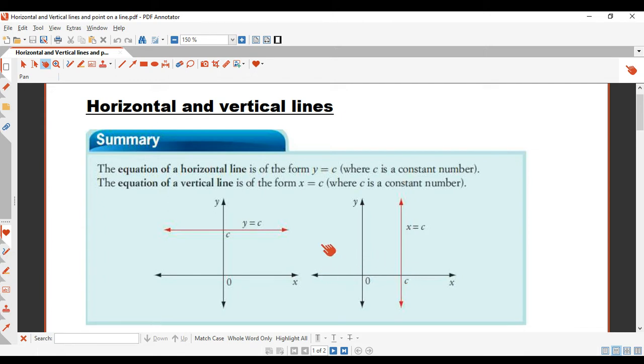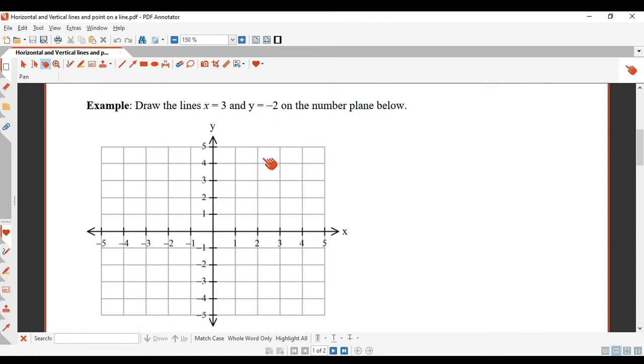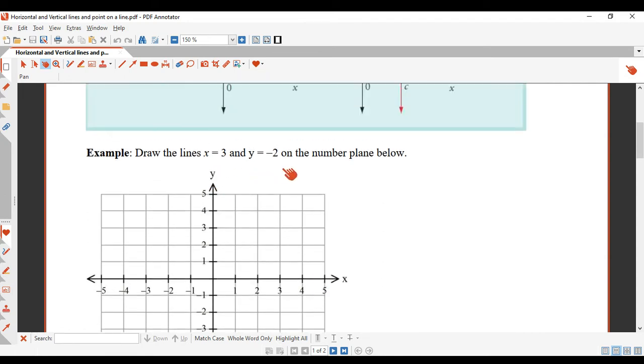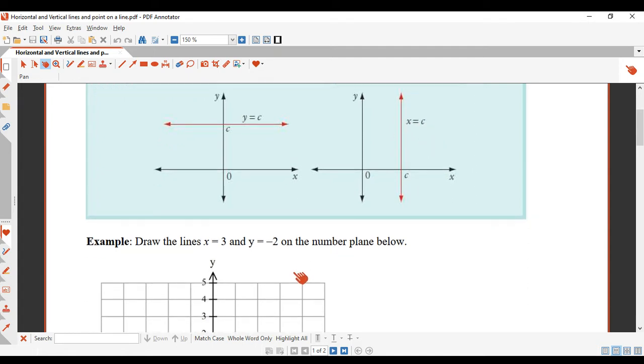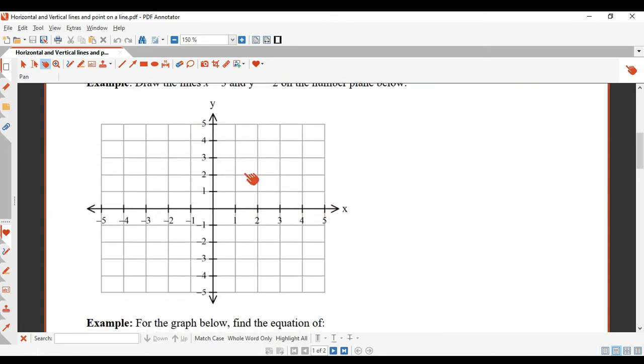Okay, so we're going to do some questions based on that, and you'll see why these equations are the way they are. So let's have a look at the first question. It says draw the line x equals 3. As soon as we see x equals 3, we see that it matches the equation x equals c. So we know that we're drawing a vertical line. So I'm going to draw a vertical line passing through 3 on the x-axis.